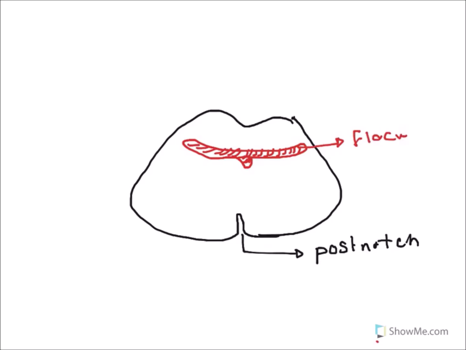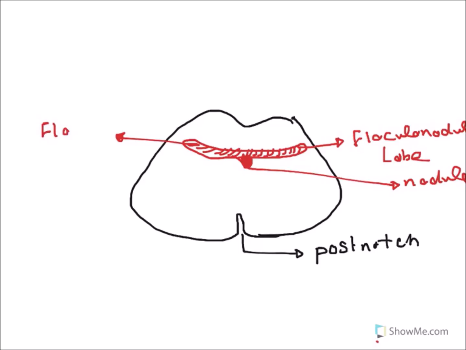The folliculonodular lobe is composed of a central part, which is this part. This is a part of the inferior vermis. It's called the nodule. And these wings of the cerebellar hemispheres are called the flocculus. So the whole thing is called the folliculonodular lobe. This is the rest of the inferior vermis of the cerebellum, which will be included in the posterior lobe.